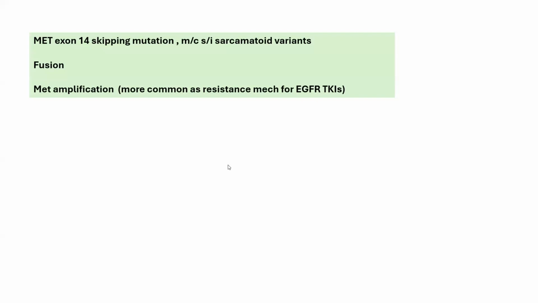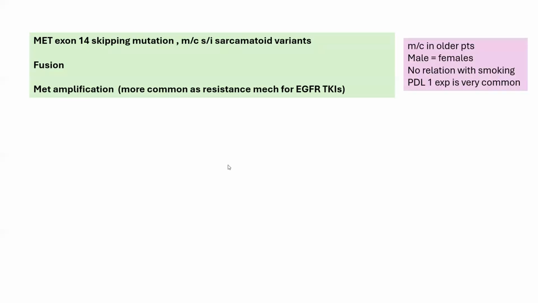Then MET amplifications are more commonly seen as a resistance mechanism to EGFR TKIs, as a secondary resistance mutation. And overall, MET mutations or amplifications are most common in older patients. The incidence is equal in males and females, and there is no relation with smoking. And PDL1 expression is very common in patients having MET mutations.